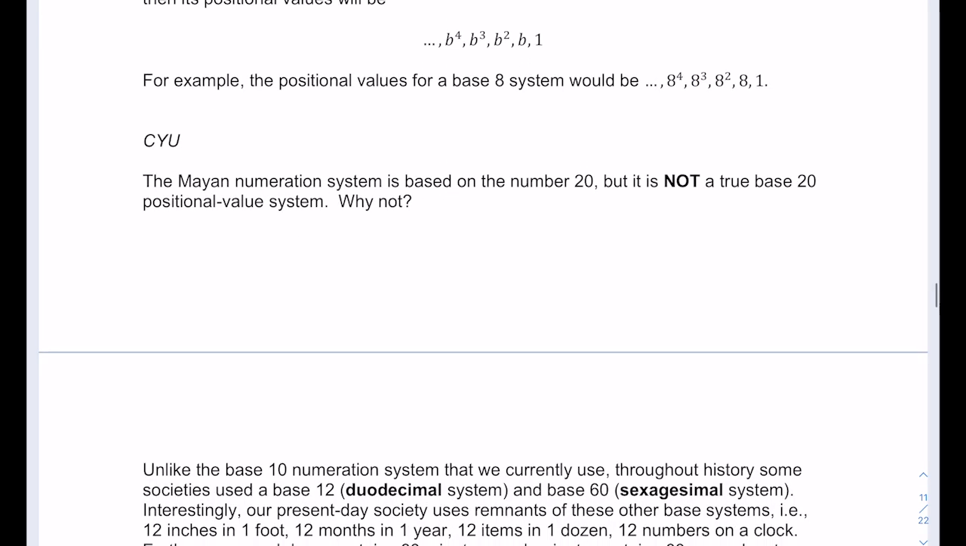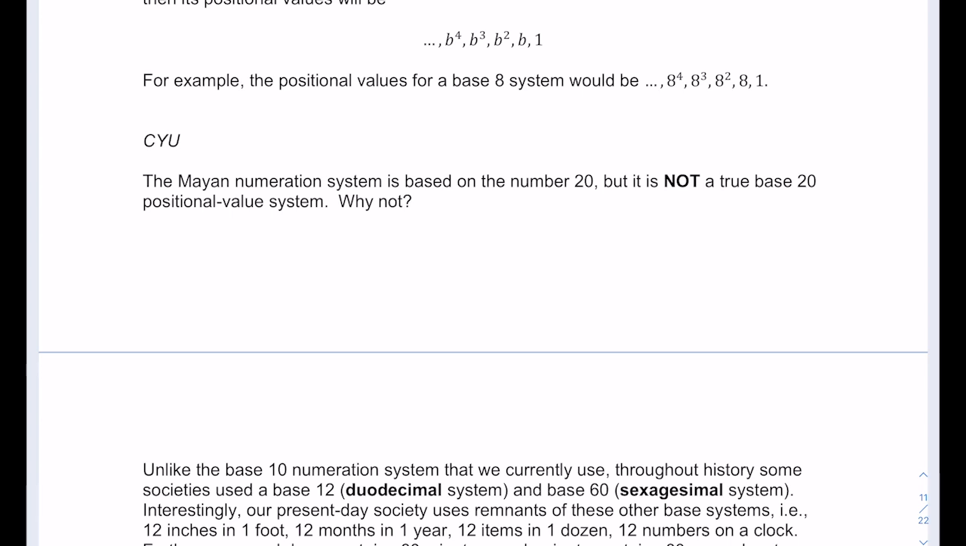One thing I want you to think about is that last system we looked at, the Mayan numeration system, it was based on the number 20, but it's not really a true base 20 positional value system. Why do you think it's not? So take a second and think about that. And if you need to pause the video, that's fine.